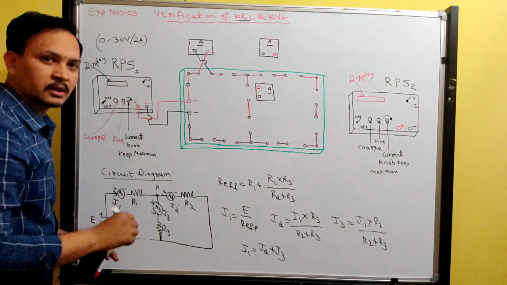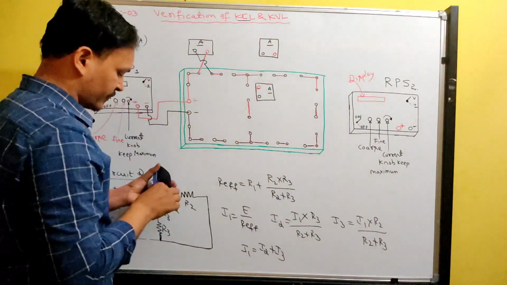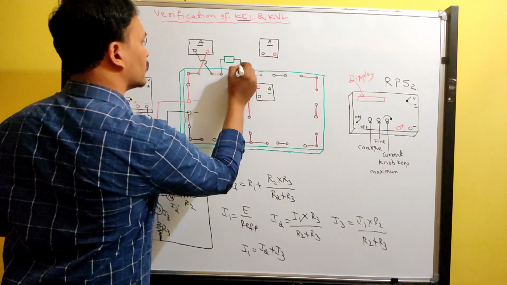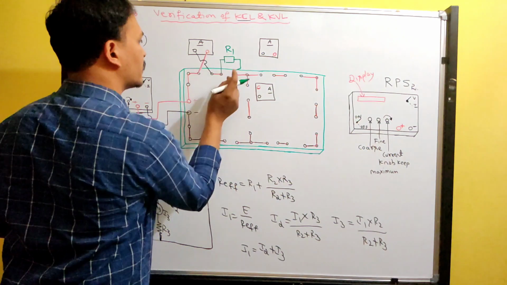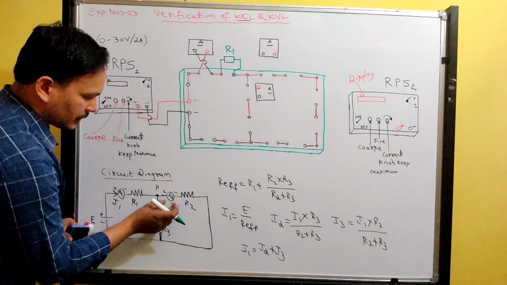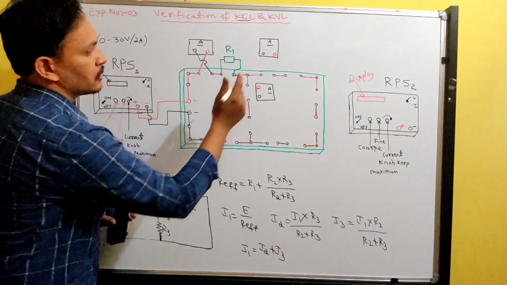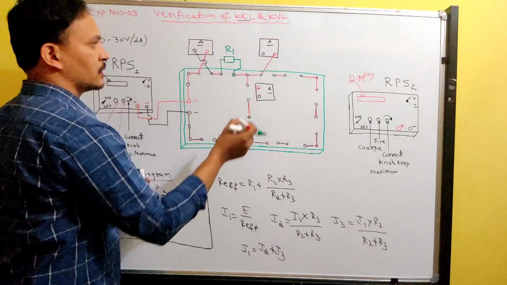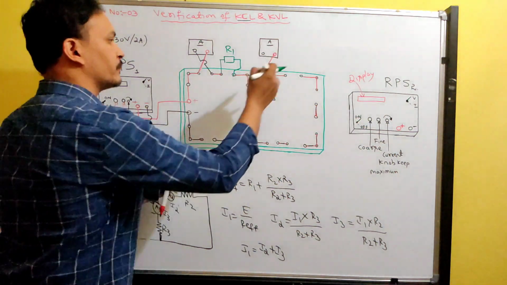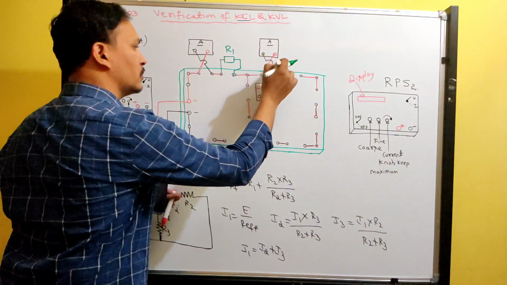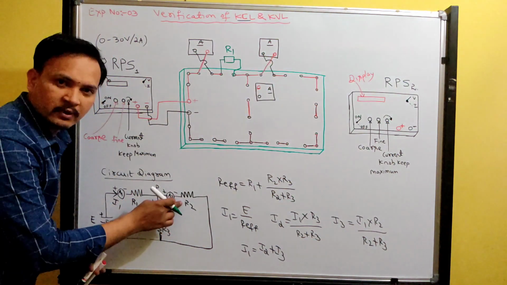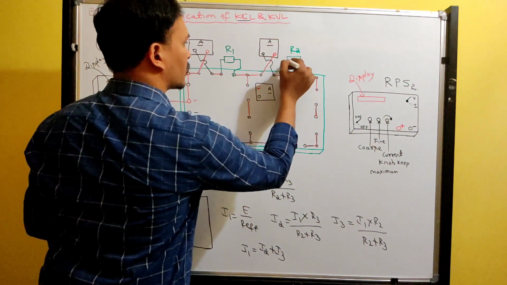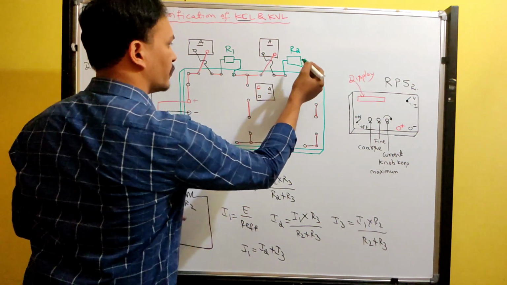Now I need to connect resistor R1. So I am going to connect resistor R1 here. Next, another ammeter is there, A2. This point is connected to plus, and minus is connected to here. Then after that, we have the R2 resistor. So I am connecting R2 between these two points.